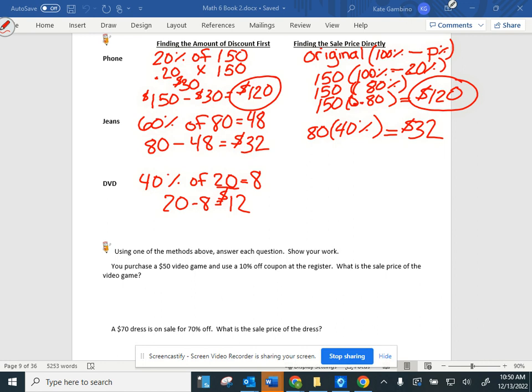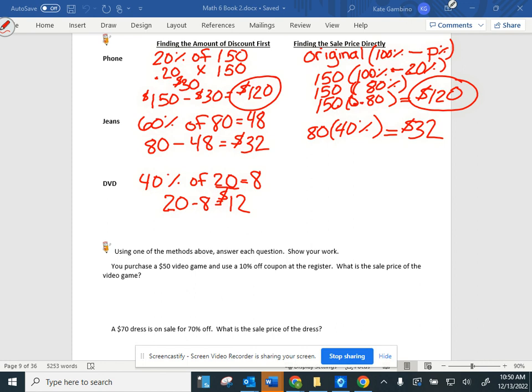So in both methods, we're doing multiplying and subtracting. We subtract at the end in this one, but in this one, we're subtracting the percentages at the beginning. So either way, you're going to multiply and you're going to subtract. If you're doing the amount of discount first, you multiply, then you subtract. If you're finding the price directly, you're going to subtract and then multiply. So it's the same amount of math. It's just whichever one is easier for you to remember how to do.